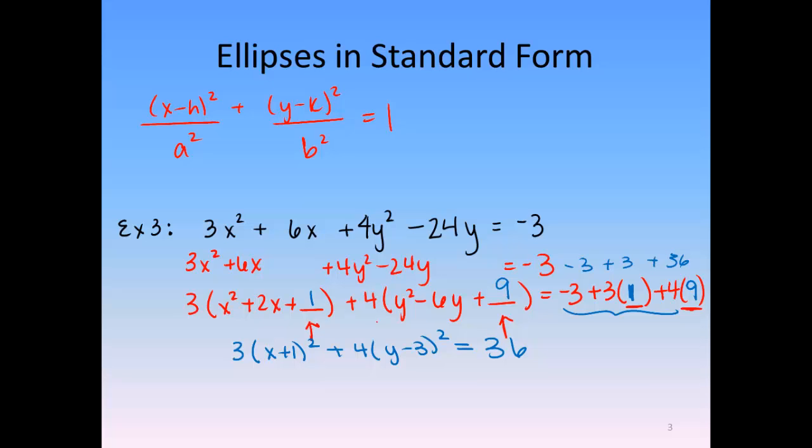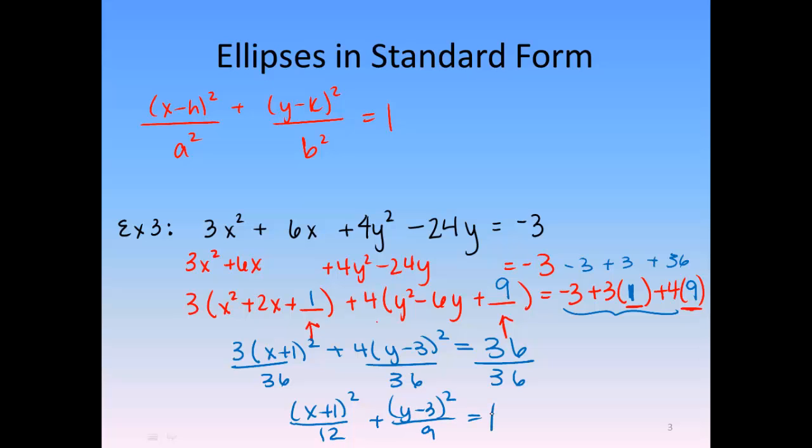Now since this is not completely in standard form, I have one last step, and that is to divide the entire equation by 36. This is going to leave the equation set equal to 1, and it's going to leave me with the denominators telling me how far I need to move away from the center to find both my vertices and my covertices. And that's the next step. So we're dividing everything here by 36, and this will leave me with x plus 1 quantity squared over 12 plus y minus 3 quantity squared over 9 equals 1.